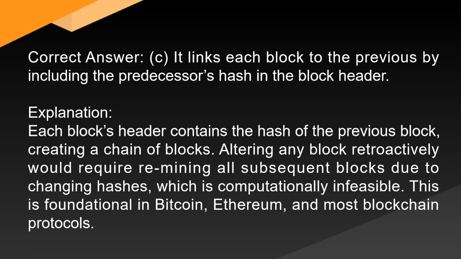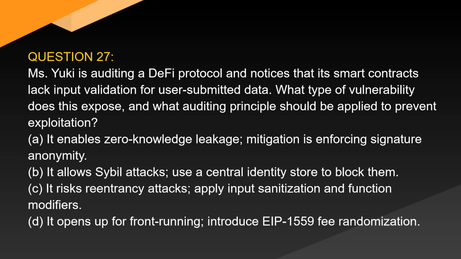Explanation. Each block's header contains the hash of the previous block, creating a chain of blocks. Altering any block retroactively would require re-mining all subsequent blocks due to changing hashes, which is computationally infeasible. This is foundational in Bitcoin, Ethereum, and most blockchain protocols.